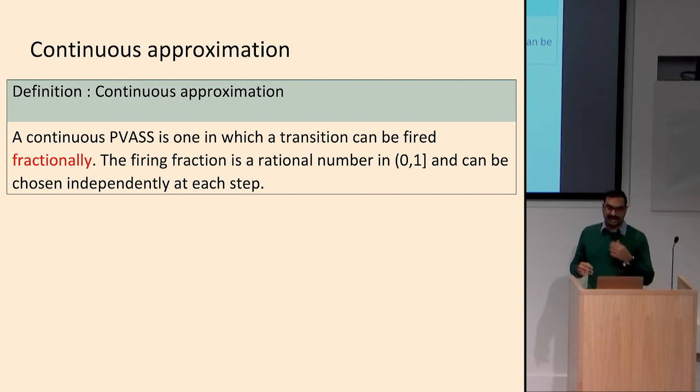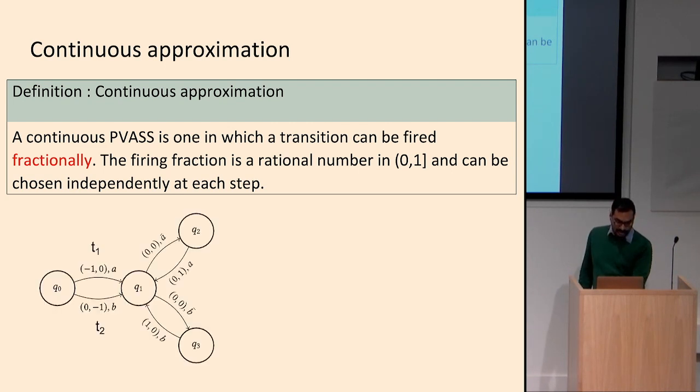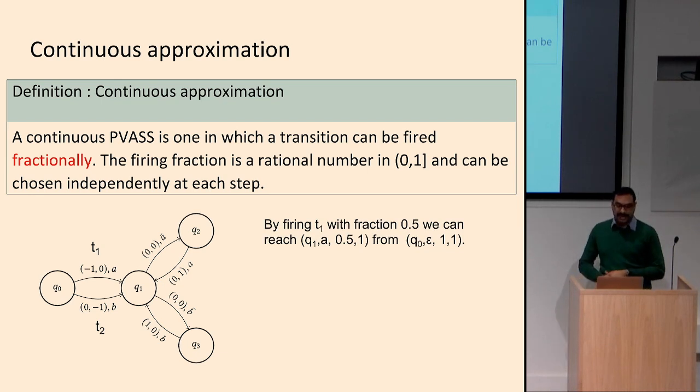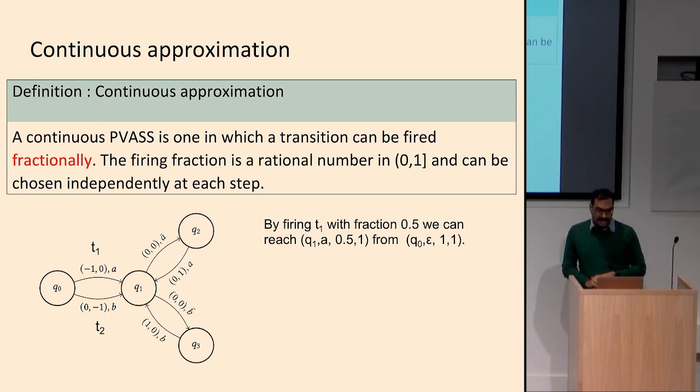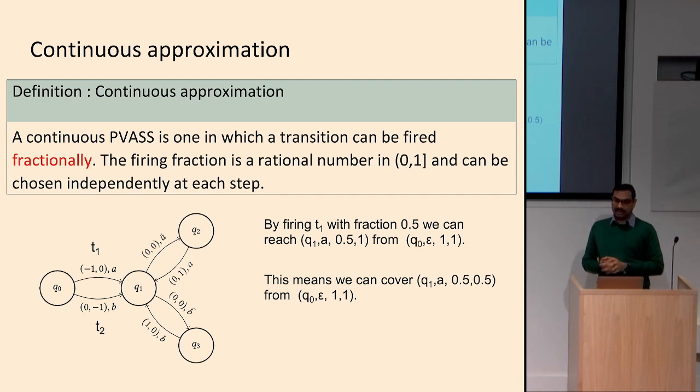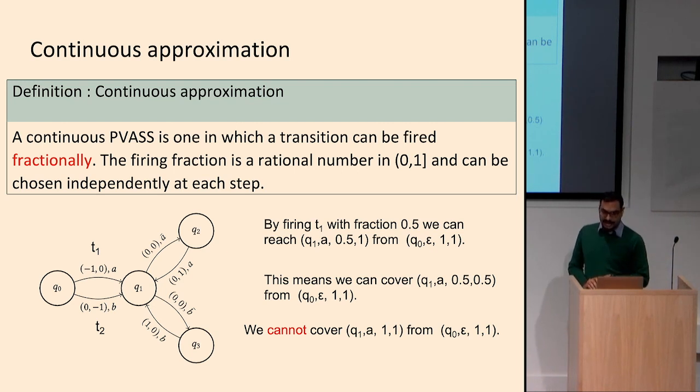But if you have, like, a -1 +1 on two counters, then you can, let's say, fire this by half. So in general, this firing fraction is some rational number in the open-closed interval (0, 1], and you can choose this independently at each step. So going back to our example, if you fire this transition T1 with fraction 0.5, then you can reach Q1, A, 0.5, 1 from Q0, epsilon, 1. So this also means that you can cover Q1, A, half from Q0, epsilon, 1. But note that you cannot cover Q1, A, 1 from Q0, epsilon, 1, because you can take some very small fraction, but it's going to take something away. So that's why it's open 0, close 1.